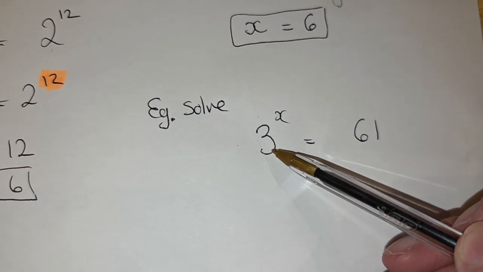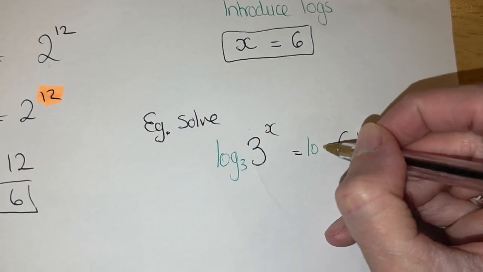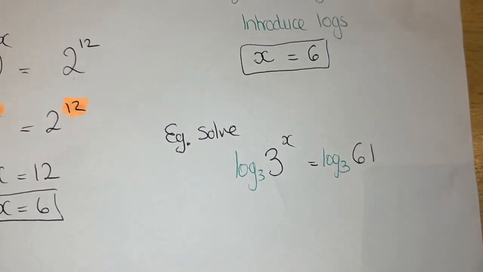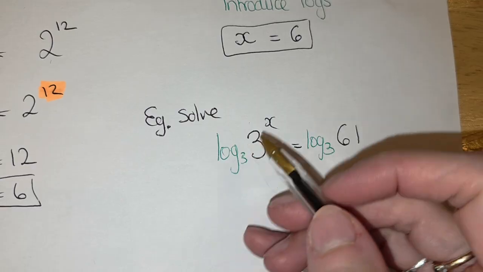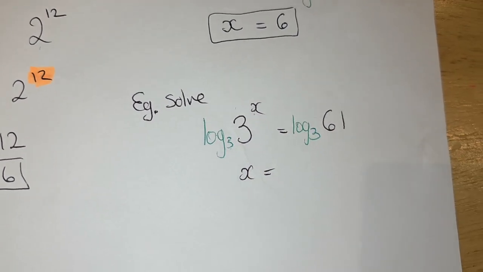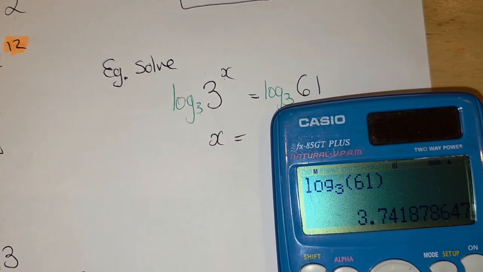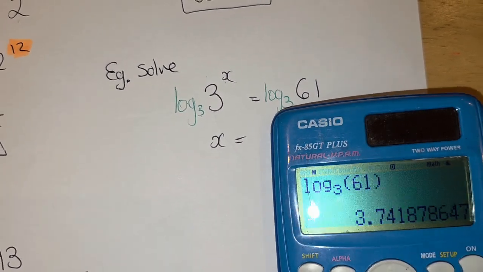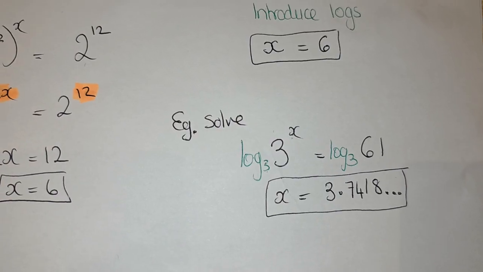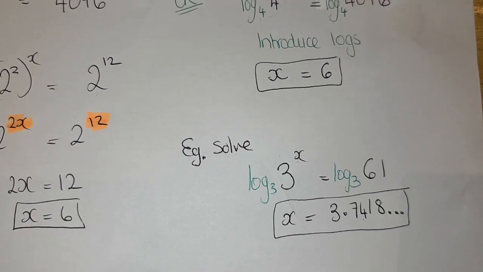Because the large base number is 3, I'm going to introduce log with a base of 3, and what you do to one side, you have to do to the other. Log 3 to the power of x base 3 will just leave me with x, and I can put that into the calculator. So log 61 base of 3 gives me back 3.741, and it goes on forever. And again, you can check if that's correct by subbing it back in. 3 to the power of that, and you'll get back 61.